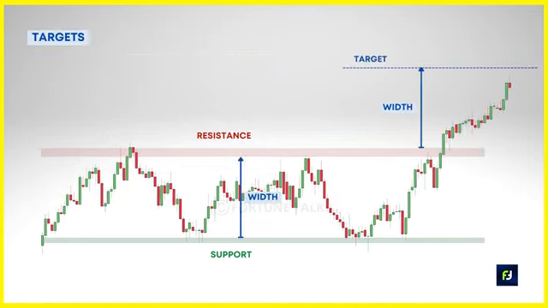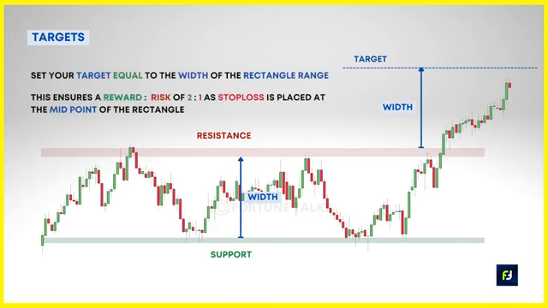Now how to exit a profitable trade? When trading the rectangle pattern, there is a clearly stated rule about the minimum target. You should remain in your trade for a minimum price move which is equal to the size or the width of the pattern. This implies that the distance between the support and resistance of the rectangle should be placed on the chart beginning from the breakout moment.